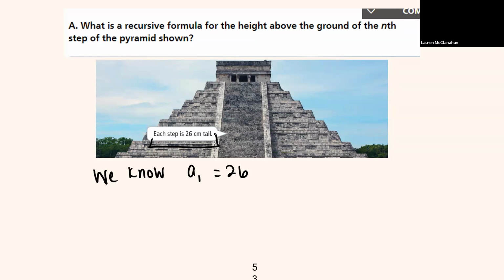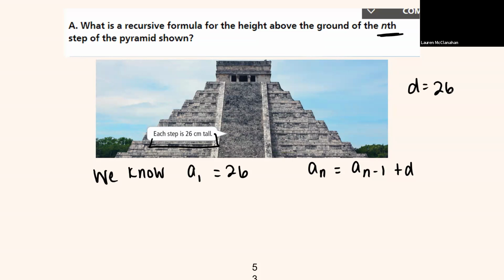Okay. Now, we're going to use the recursive formula. You just wrote down what the recursive formula was, but I'm going to write it right here again. AN, see, this is where that N comes from up here in the problem. AN equals AN minus 1 plus D. Now, if each step is 26 centimeters tall, what do you think our common difference is going to be? 26. We're constantly increasing by 26 centimeters for each step. So I'm going to write D equals 26.